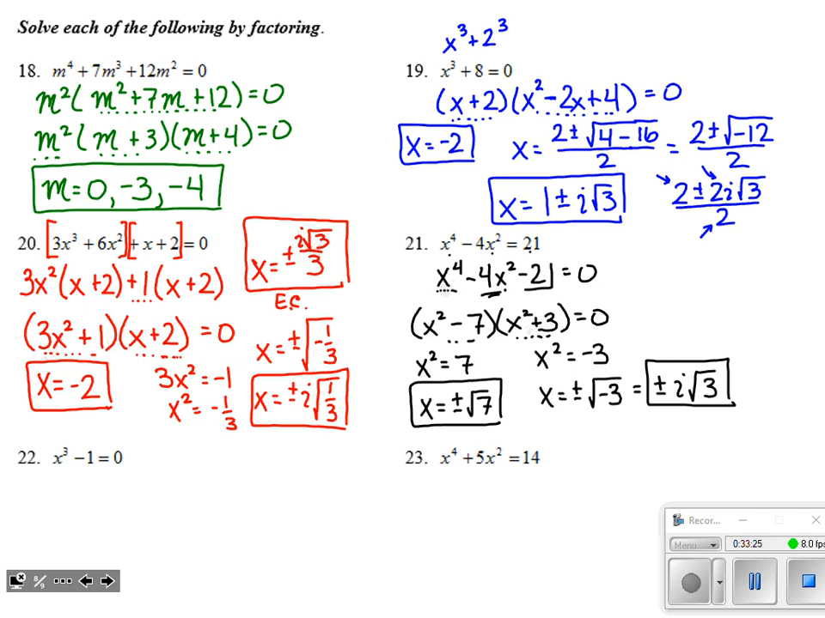Treat it like a bluegill, right? Take the i's out first, and we've got our answer. Can't simplify the radical any further.